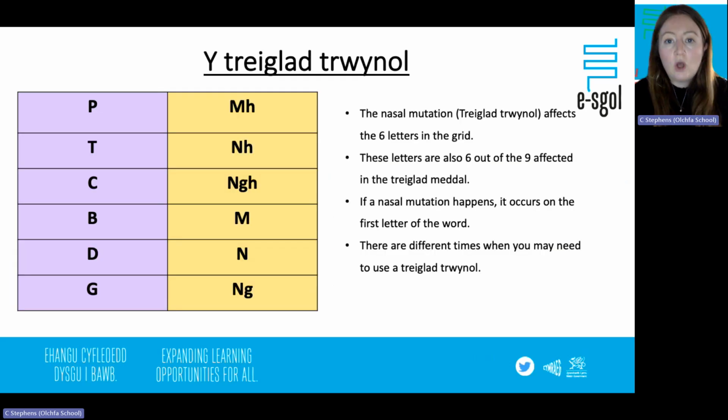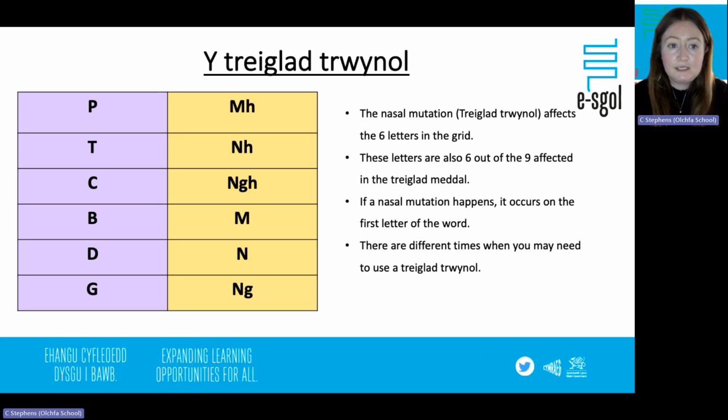So, a treiglad trwynol. Now, trwyn we know is nose, hence the fact that nasal mutation comes from there. I just told you about chwe llythyren, 6 letters that change in a nasal mutation. So the nasal mutation affects the 6 letters in the grid. In the purple, I have the 6 letters that change. That means the original words that start with p, t, c, b, d, g are the words that are going to change. And in the yellow is what they're going to change to. So if your word starts with a P and you require a nasal mutation, it's going to change to an MH. If your word starts with a T, an NH, etc. You can see the letters there.